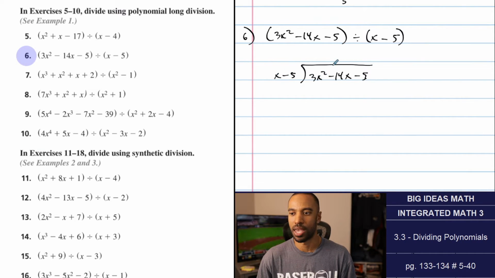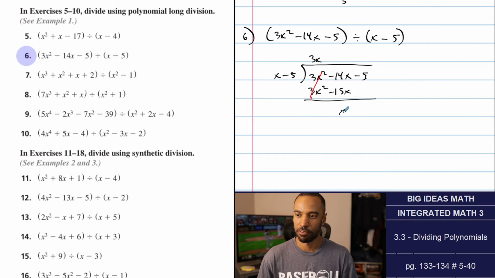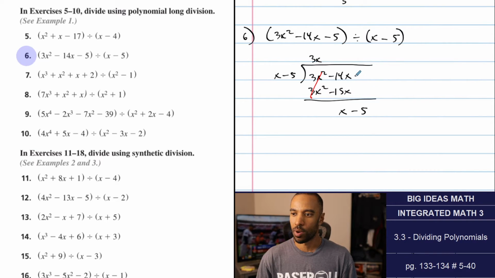Okay, compare the leading terms. x goes into 3x squared 3x times. So you multiply those, you get 3x squared, as should be. Negative 5 times 3x is negative 15x. I say as should be because these should always cancel here. Negative 14x minus negative 15x is 1x. And you have a minus 5, it's just a terribly written 5. And you might already notice what's going to happen here.